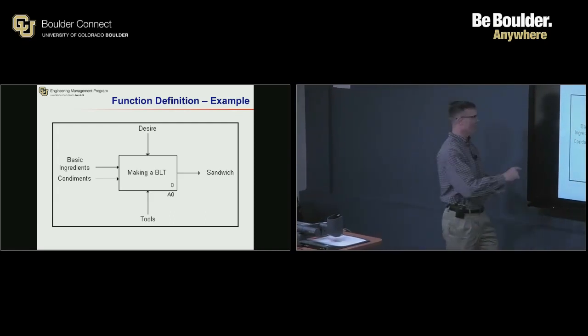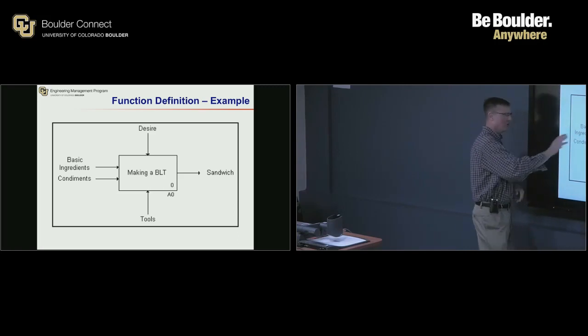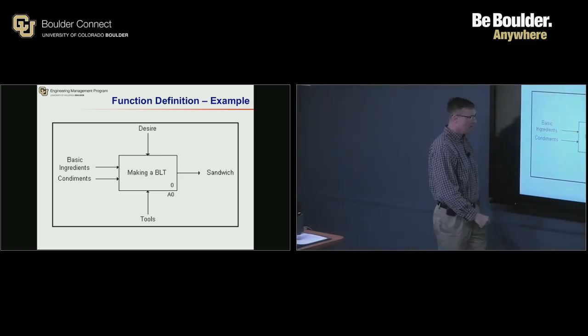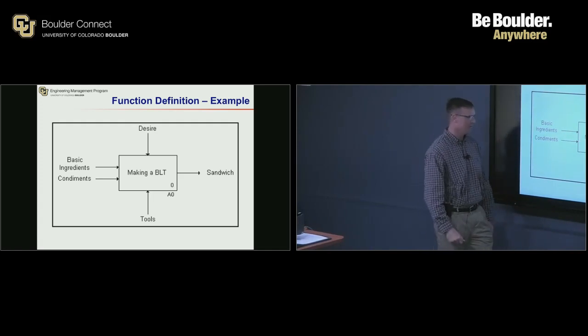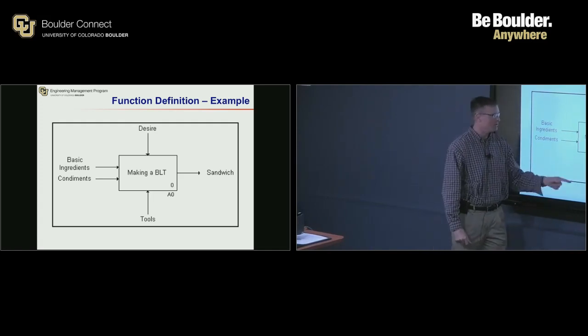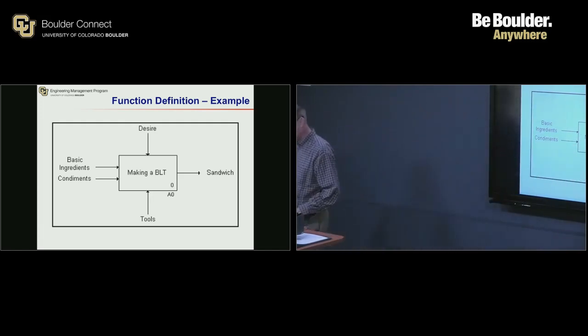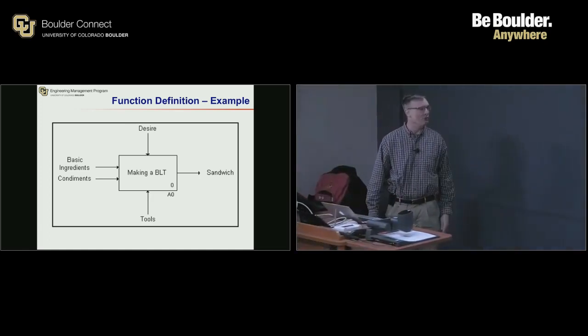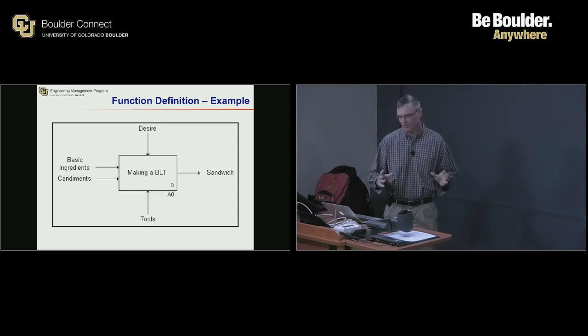Anyway, our function is to make a bacon, lettuce, and tomato sandwich. So remember ICOM. Our inputs are the ingredients and the condiments, all right? Our constraint is that I have to be hungry to want to do this. The mechanism by which we make this happen is certain tools, probably a knife and that sort of thing. And then the end output of the function is your sandwich. So at a very simplistic level, that's how this process of visualizing functions takes place.